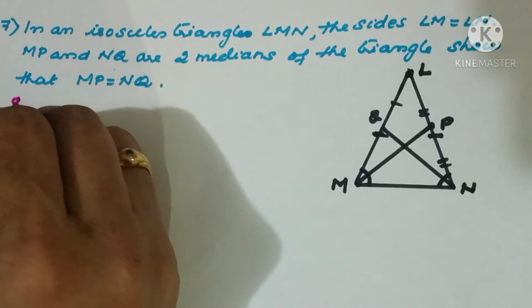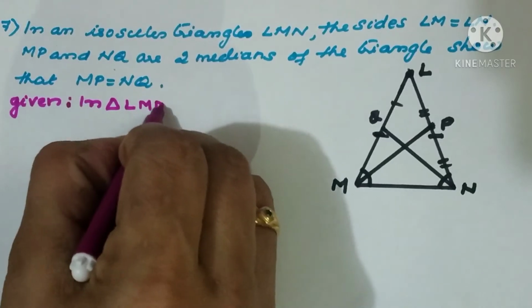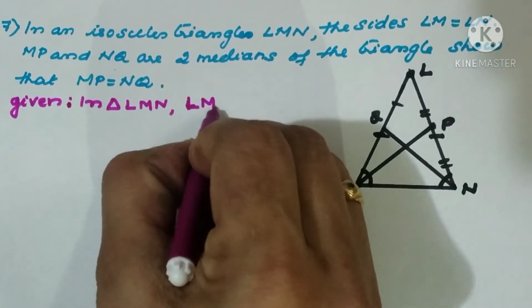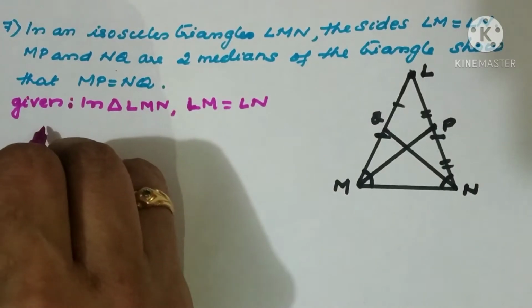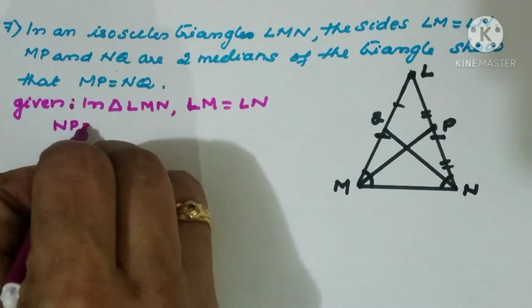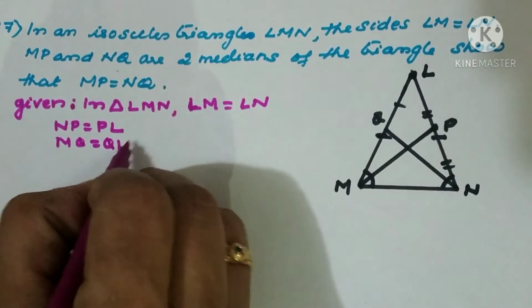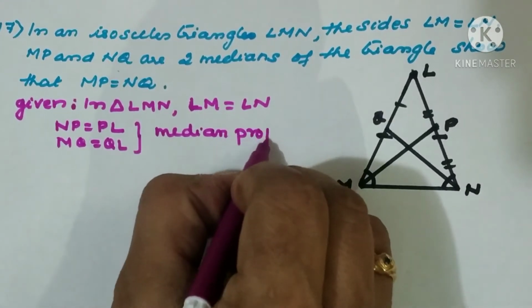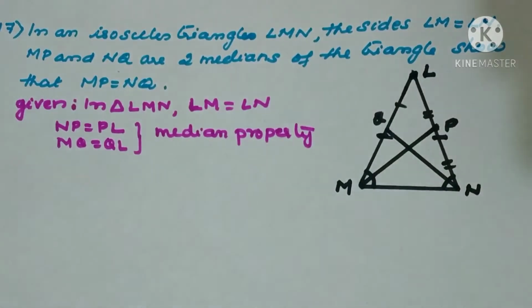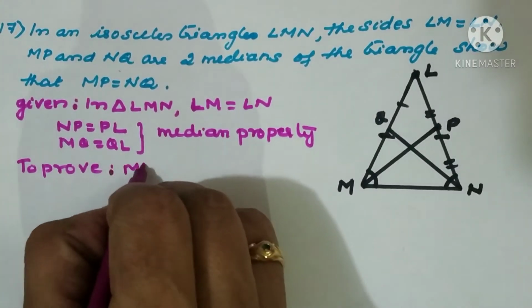What is given in the question? In triangle LMN, LM equal to LN. And also P and Q are medians. So I can write like this: NP equal to PL, also MQ equal to QL. What is the reason? Median property. This is given in the question. It is a 3 mark question only. What is given in the question must be written. To prove: MP equal to NQ.